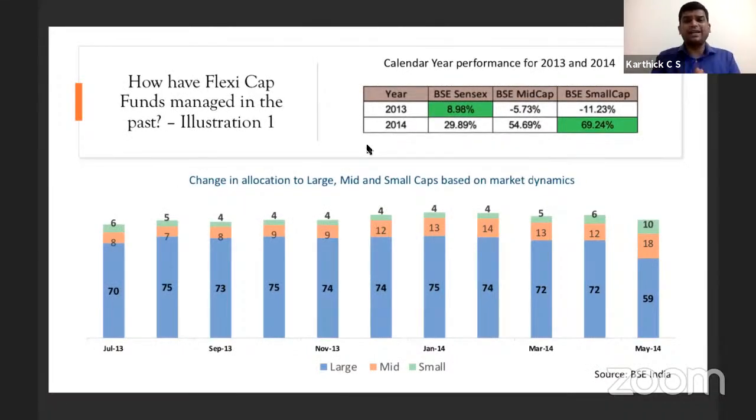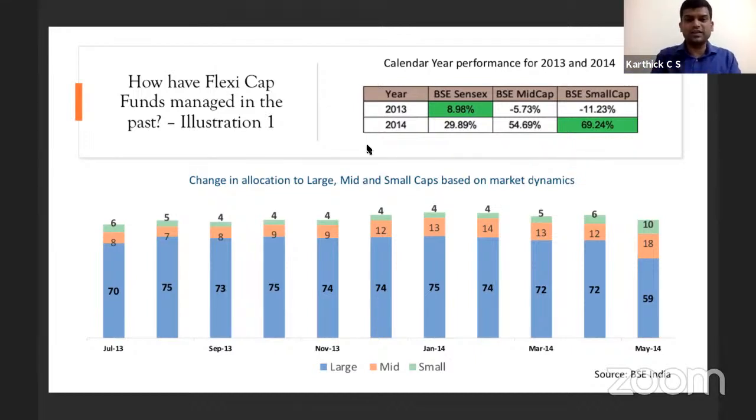Look at the calendar year 2013 and 14. In the 2013 calendar year, small cap clearly underperformed the Sensex. So that means large cap did really well, mid cap was in between, and small cap saw extreme losses. Whereas in calendar year 2014, the mid and small cap indices outperformed the large cap indices.